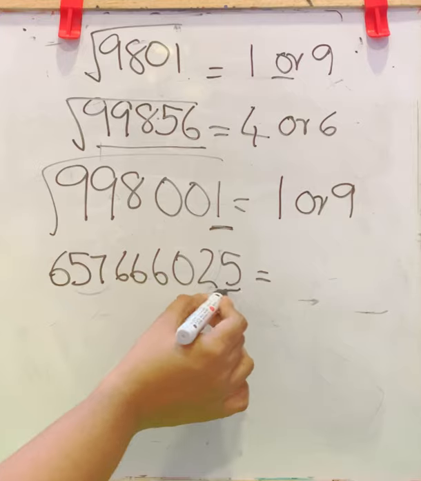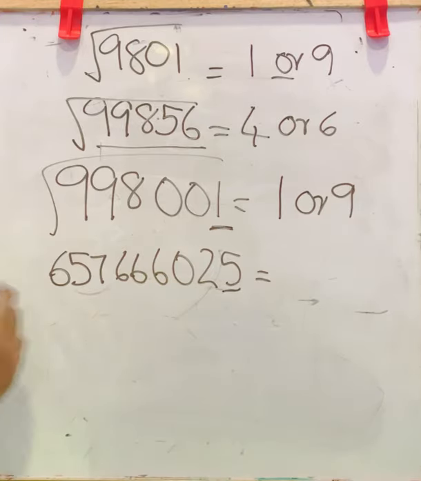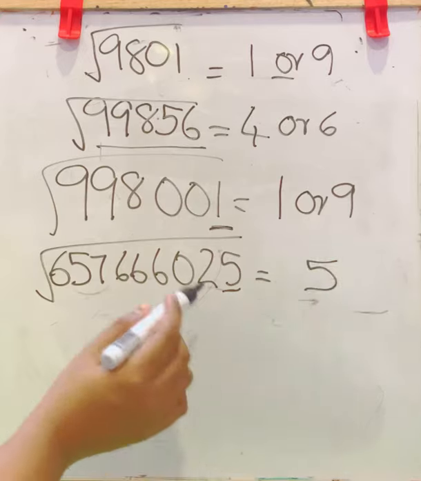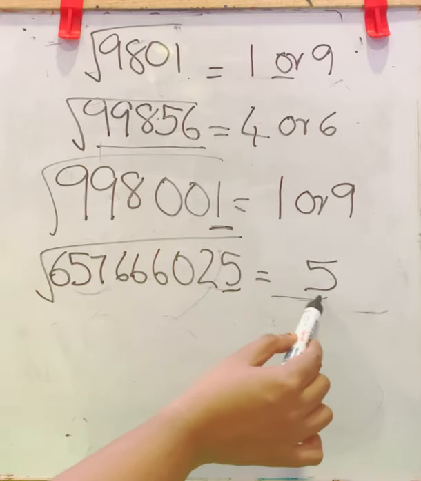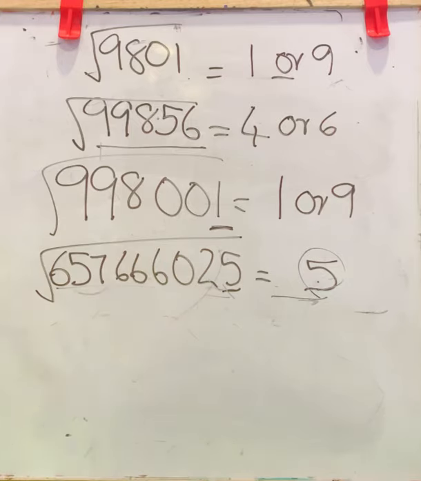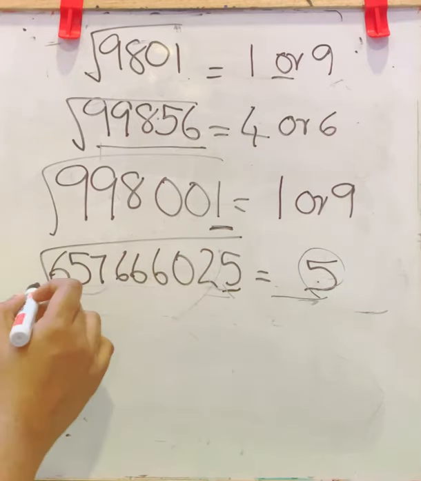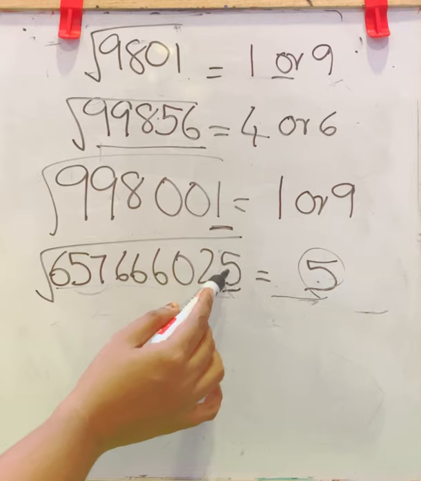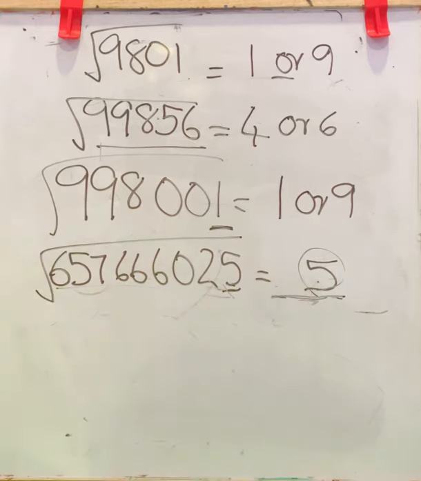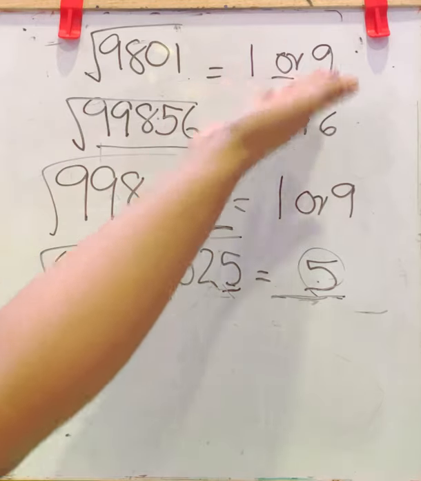Next, 657666025. Here 5 is in the units place. Then the square root of this number's units place will be 5. Because only a number ending with 5, when squared, gives a number with 5 at its units place. So we can say the square root of a number ending with digit 5 will have units place as 5. So this was the first question, to find the units place of square root numbers.